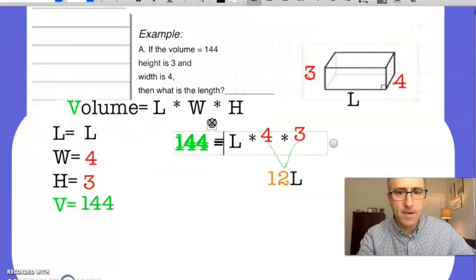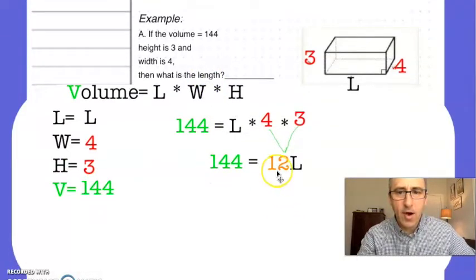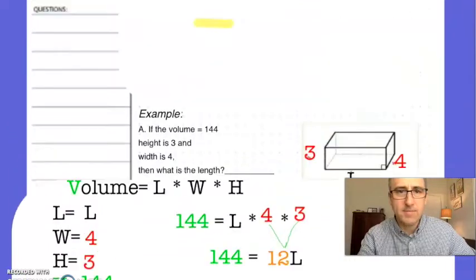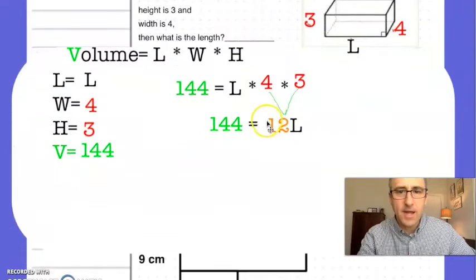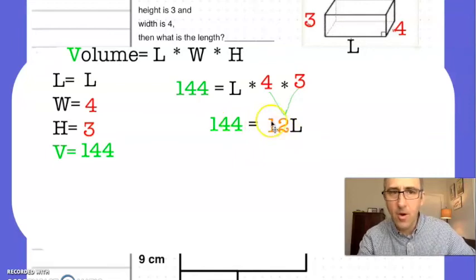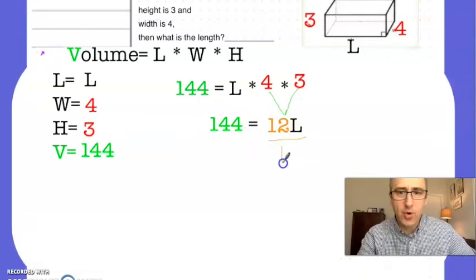Next I need to drop down 144 and my equal sign. And now I'm going to do the inverse like I talked about up there. And I need to bring the 12 to the other side to get L alone. When I divide 12 on this side, the 12's cancel and L is alone.